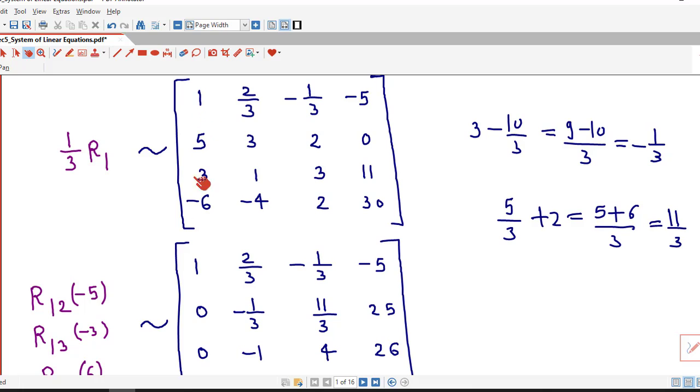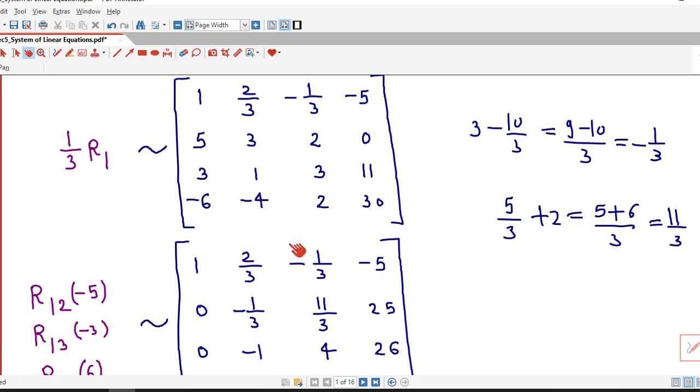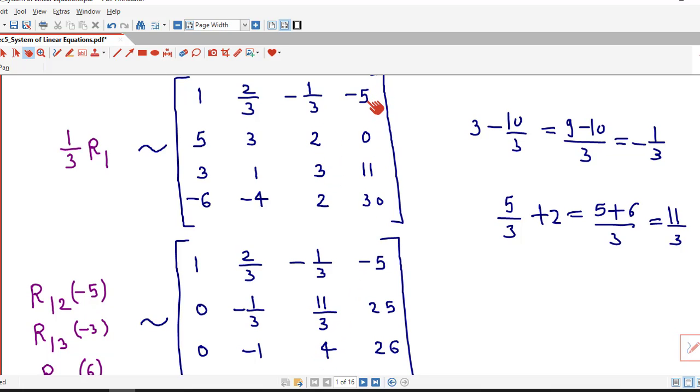Then we multiply the first row by -3 and add here. So -3 plus 3 is 0. 2/3 into -3 is -2, plus 1, so here -1. -1/3 into -3 is 1, and we add 3, so 1 plus 3 is 4. -5 into -3 is 15, plus 11 is 26.